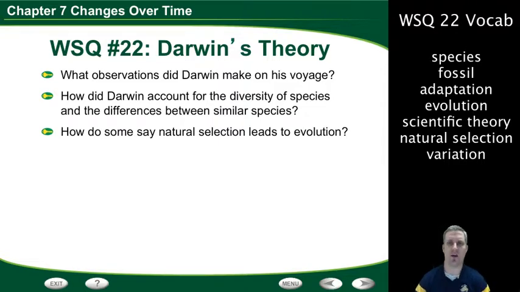How did Darwin account for the diversity of species and the differences between similar species? And how do some say natural selection leads to evolution? We're going to talk through those things. And hopefully by the end you'll have a little bit better understanding.